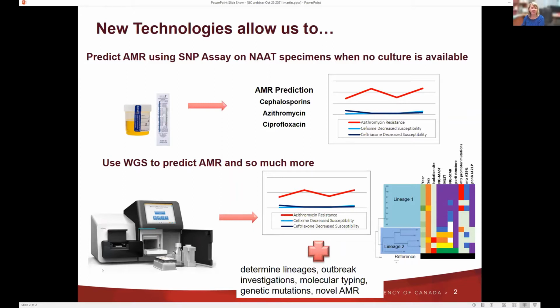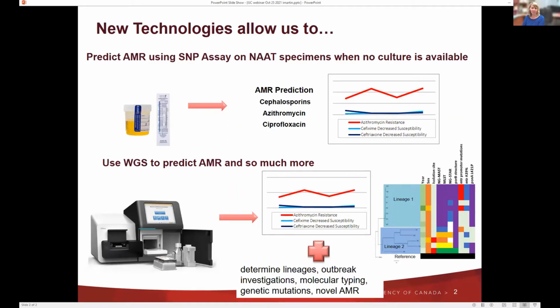Something else that we're doing in our lab is using whole genome sequencing with our gonorrhea samples. This isn't done routinely, but we do select certain projects or certain strains of interest. With that, we can do MIC prediction. We can determine strain relatedness as shown in this dendrogram here. We can do outbreak investigations, molecular typing, and watch for emerging resistances.